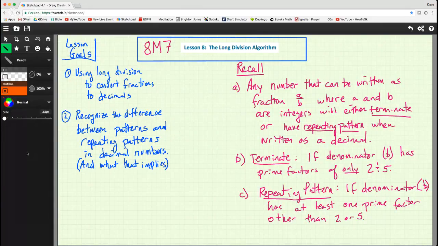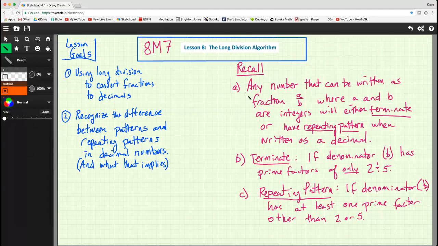The second thing we're going to do, and this is what we're going to do a little bit on those last couple slides, is recognize the difference between patterns and repeating patterns in decimal numbers, and then what that means, okay? So we'll talk more about that as we get into those slides.